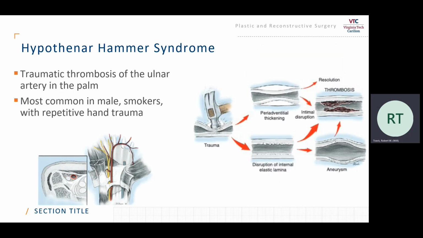All right, moving on to Hypothenar hammer syndrome. So this is traumatic thrombosis of the ulnar artery in the palm. It's most common in males, smokers, and people who have repetitive trauma to the hand.